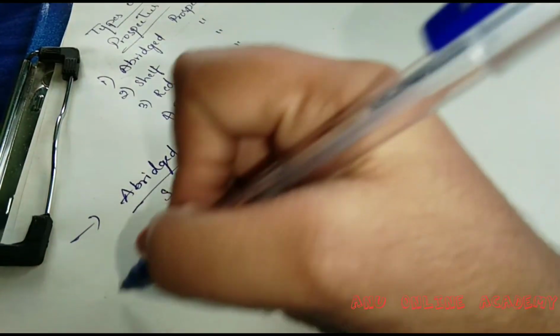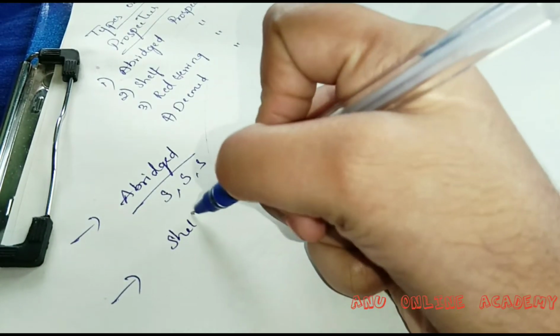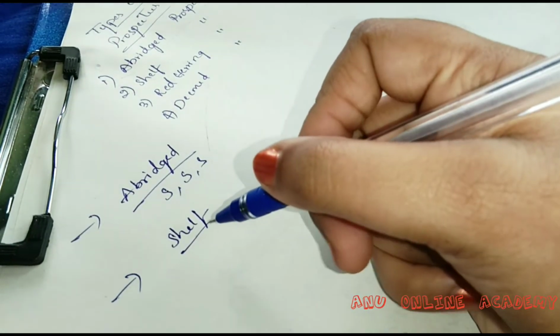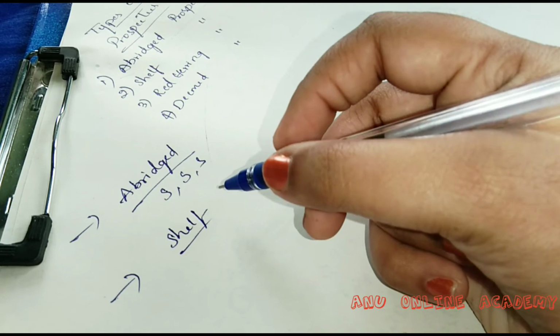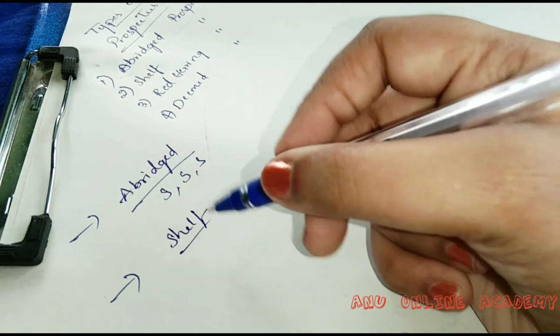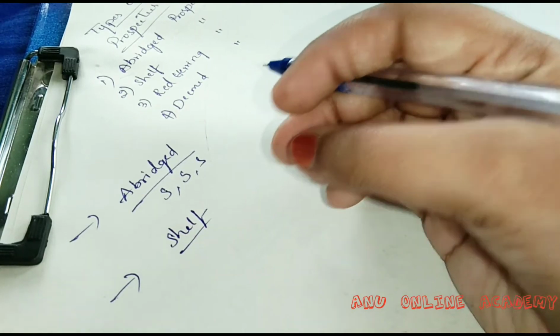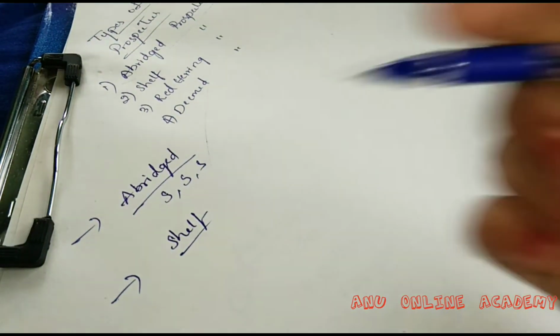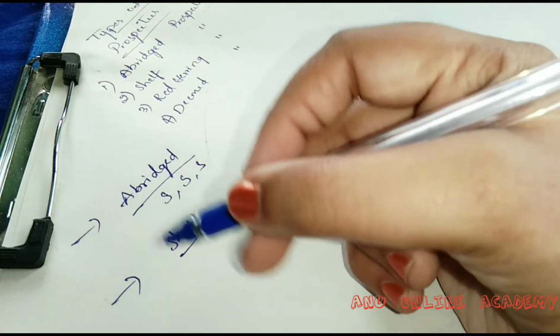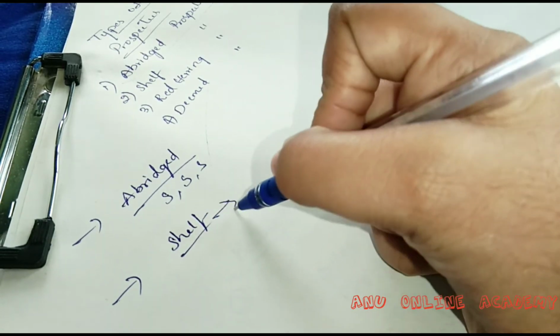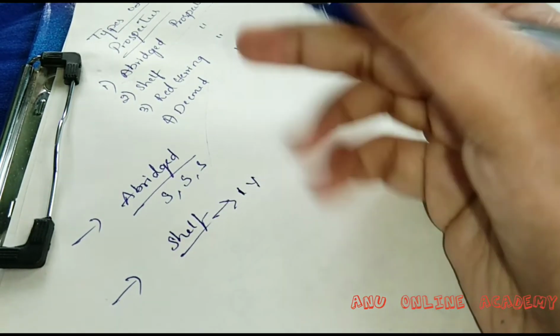And see the next one, shelf prospectus. It means a prospectus which is valid for multiple issues within a prescribed period. Valid period is 1 year from the date of first issue.